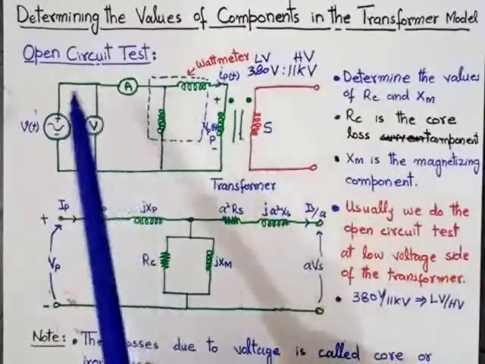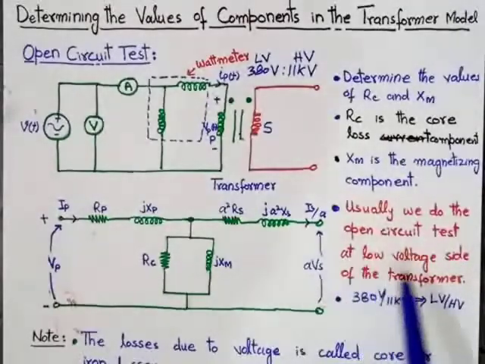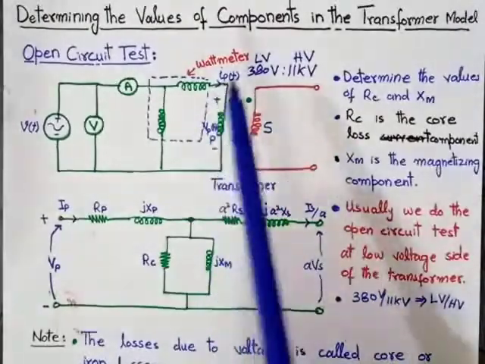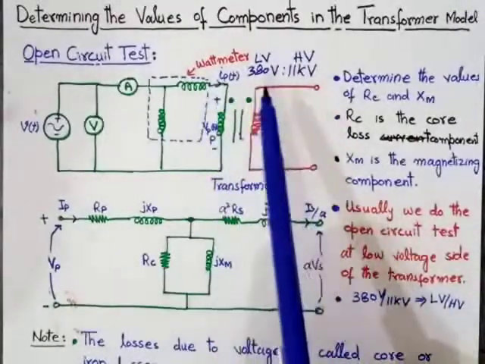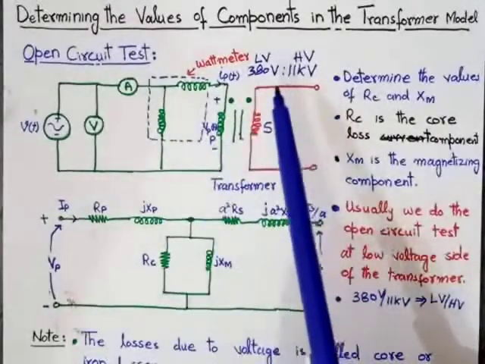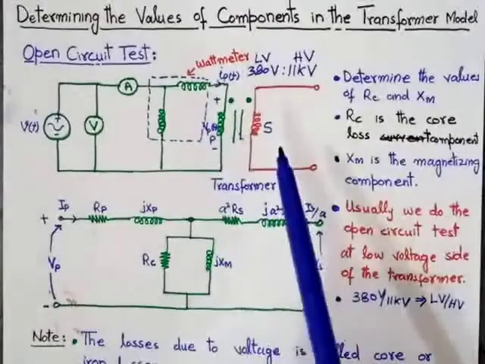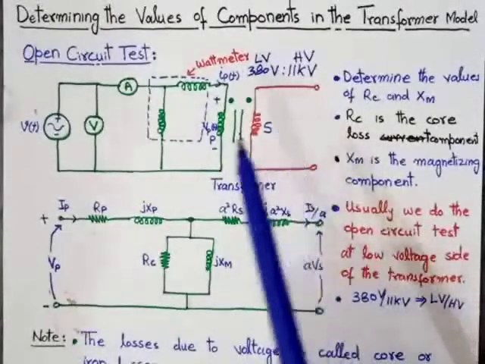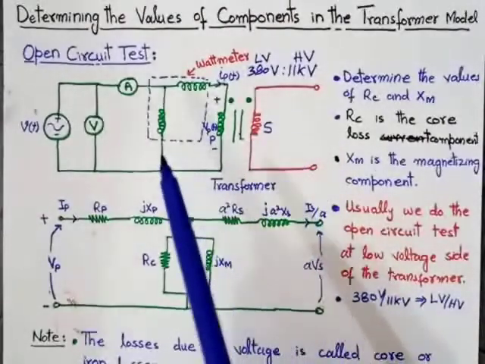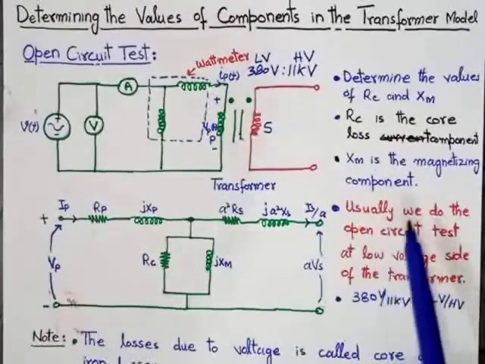So the condition for the open circuit test is that we normally perform it at the low voltage side of the transformer. It means according to this ratio, we will perform the open circuit test at the primary side of the transformer. The ratio can be different. In case of a step down transformer, the primary voltage will be high and the secondary voltage will be less. In case of a step up transformer, the secondary voltage will be high as compared to the primary voltage. So this is a very important point for the open circuit test of the transformer.